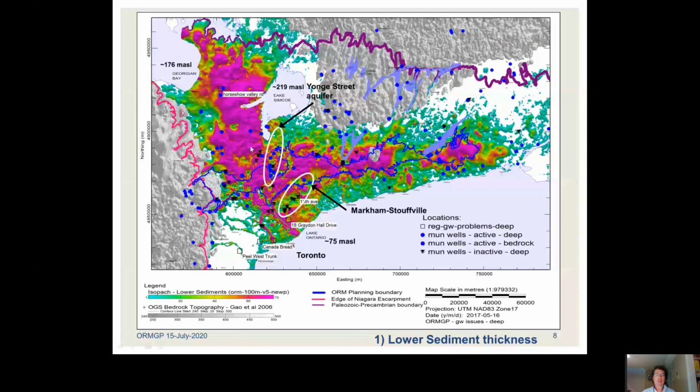So basically in gray, I'm showing the OGS bedrock topography. Basically this lower sediment, we tend to pinch it out as we climb up the Canadian Shield and as we climb up the Niagara Escarpment. And we're basically just infilling that large lake with lower sediment.